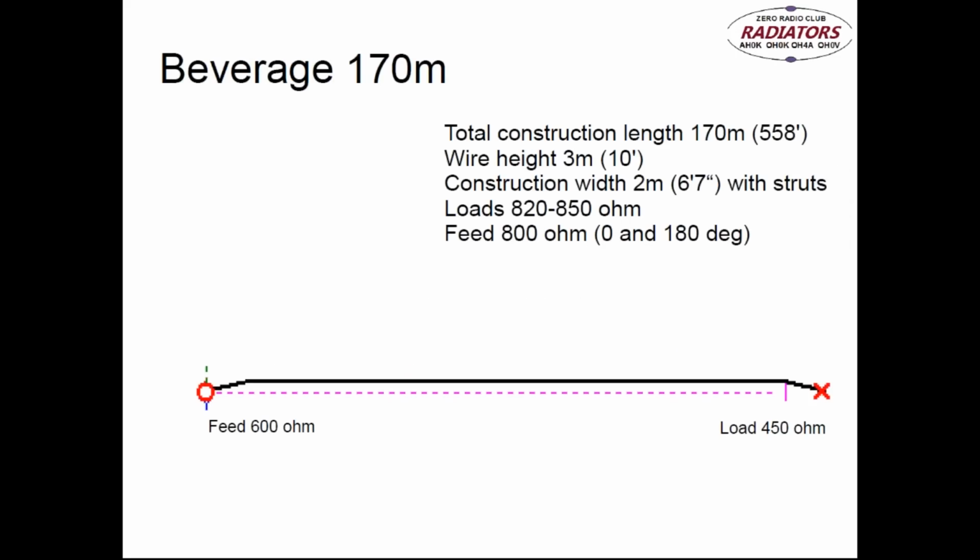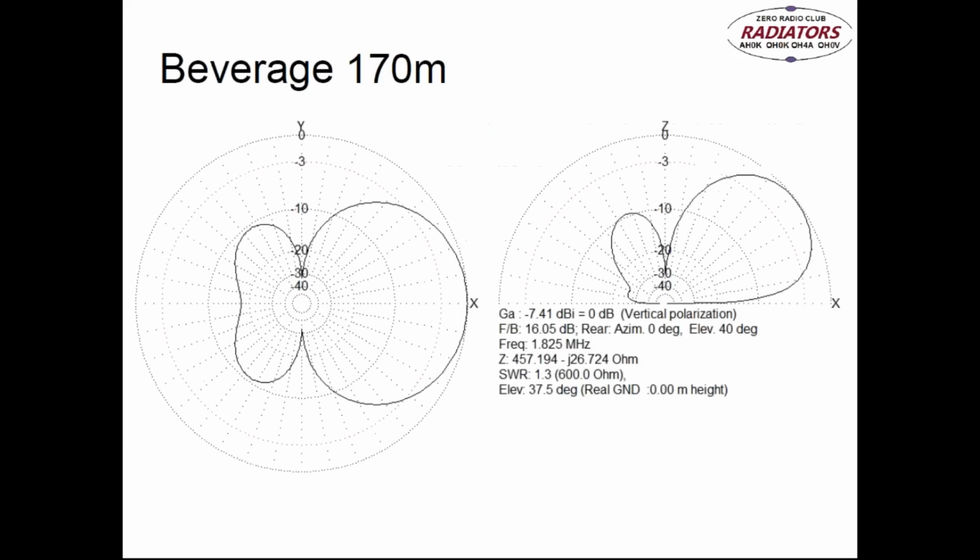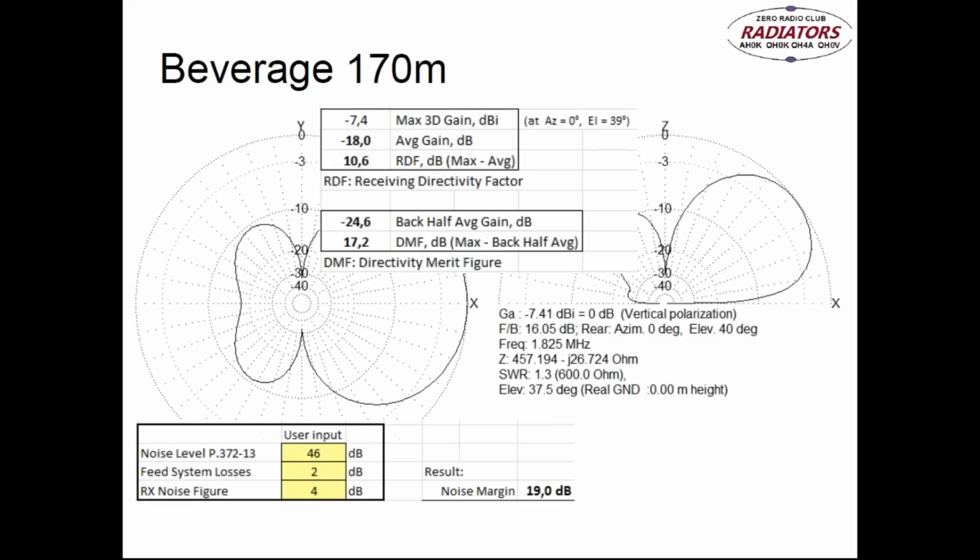So Beveridge 170 meters is the next one. Now this should be an eye opener. So you saw this direction pattern already earlier, and now we get for this the noise margin 19 decibels. But the RDF is much better. So of course, this 19 decibels is of course much better.